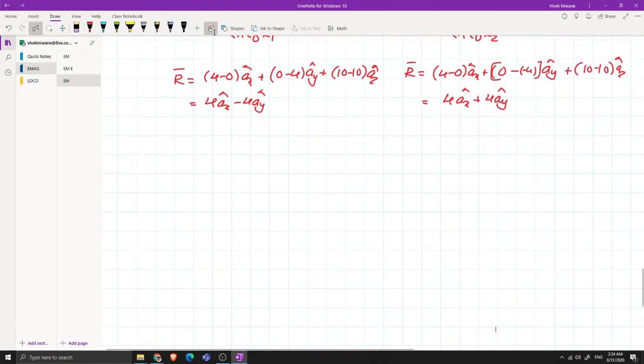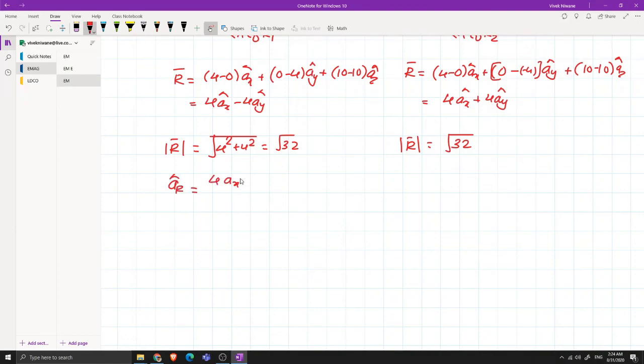We can now find the magnitude of R bar. It will be 4 square plus 4 square, that is 16 plus 16 is equal to 32. In the second case, the magnitude of R bar will once again be root 32. Here aR cap will be written as R bar, 4ax minus 4ay cap upon root 32. And over here the vector aR cap is represented as 4ax cap plus 4ay cap upon root 32.